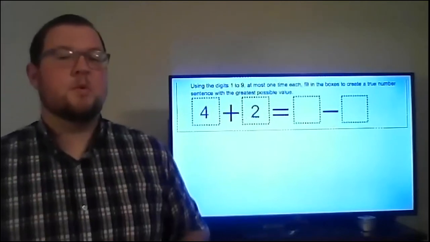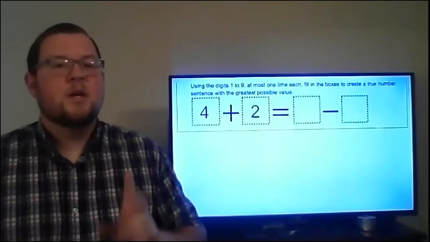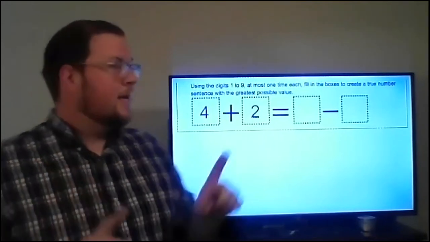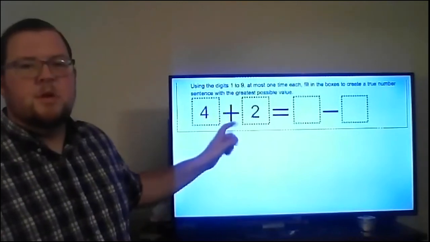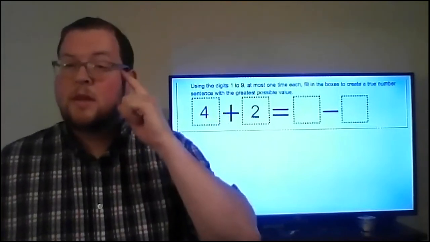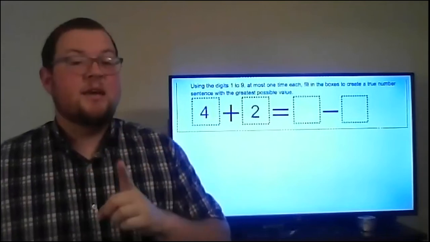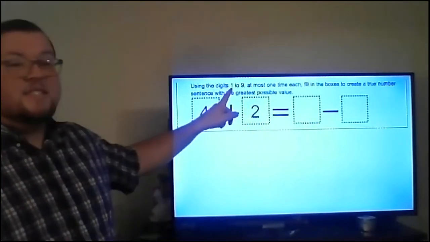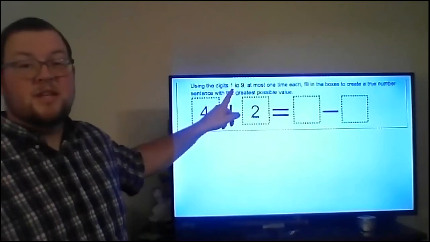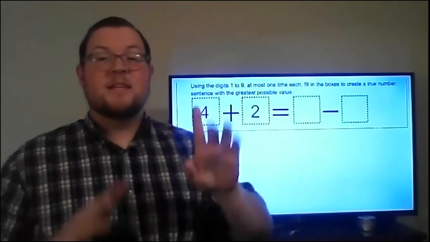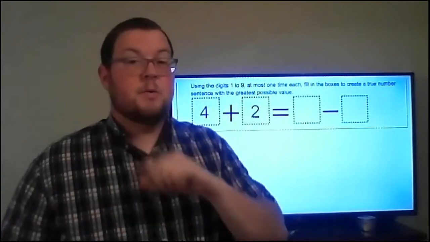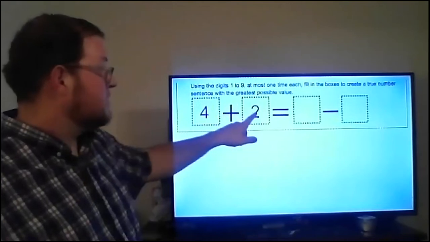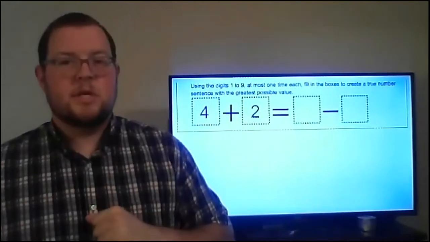Now, 4 plus 2 is real simple, and just because we're working with 1-digit numbers, it's going to be a little bit easier for you. But when you come up with your first two numbers, you have to think and add them together to see if we're able to create a subtraction problem that still falls within the digits of 1 to 9. Okay? So I'm going to add these together. 4 plus 2 equals 6.